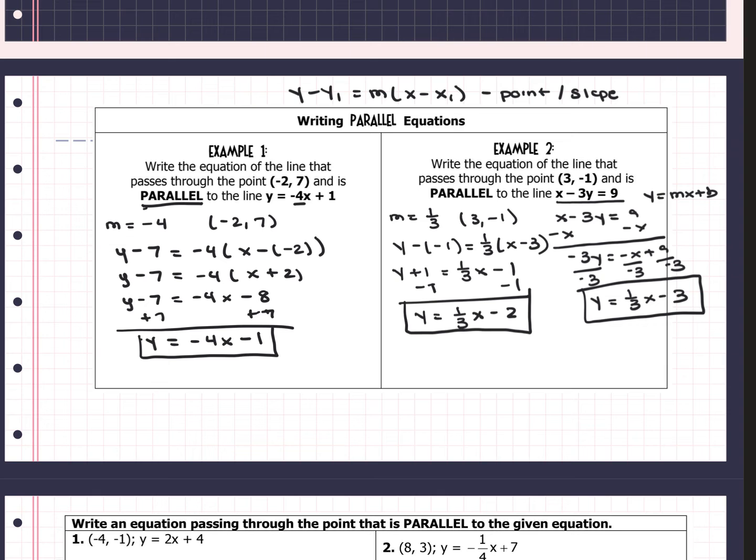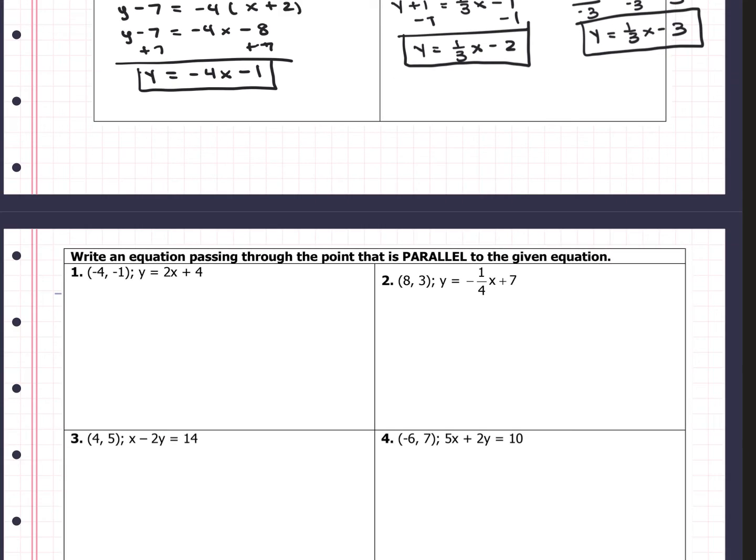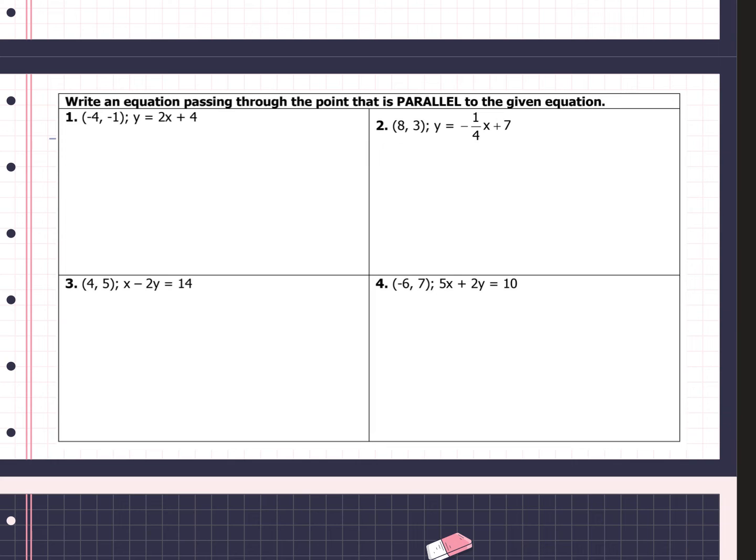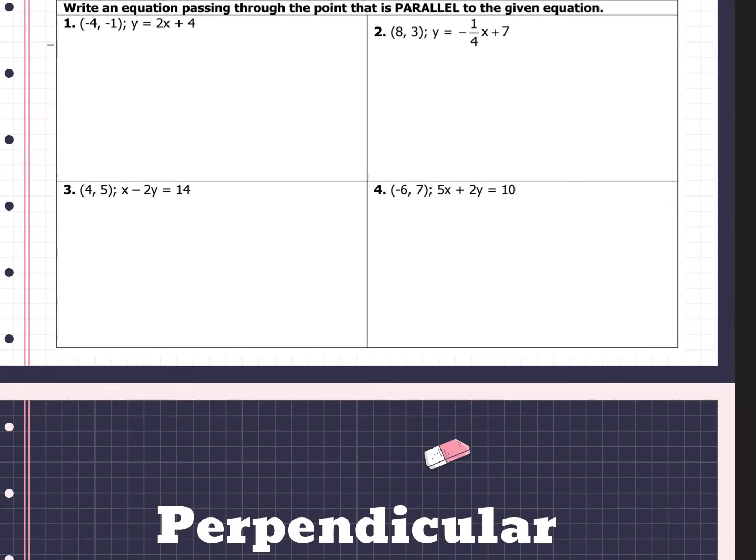All right? So we're going to skip the practice problems right now because you're going to try those on your own and have me check. Looking at numbers 1 and 2, they already give you the equation in slope-intercept form. You easily identify your slope and use the point to write the equation of the line. In examples 3 and 4, you are going to have to solve for slope-intercept form because it is in standard form. You're going to complete this portion at the end of the video.